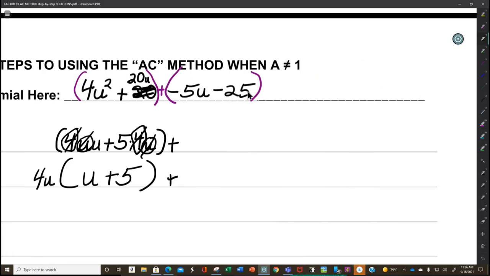This is a binomial in here, two terms that are a polynomial. The degree of the U is 1, and the degree of any constant is 0. This is the highest degree term, and it has a negative coefficient. The leading coefficient is negative, therefore your GCF has to be negative.